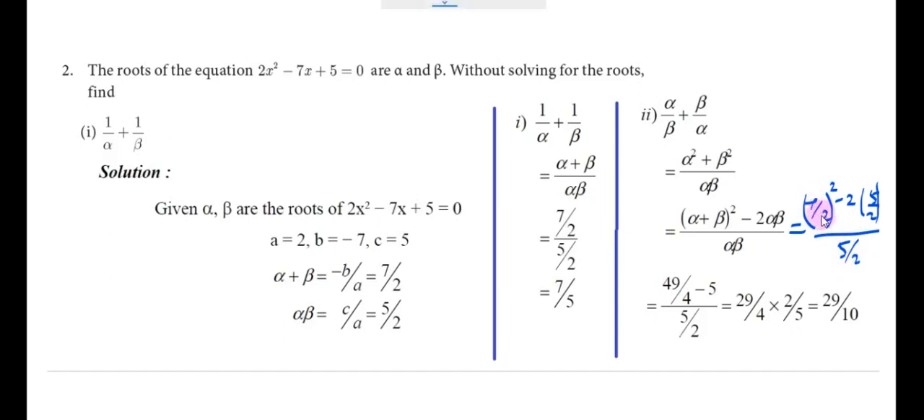Look, 7 by 2 the whole square, so the square is common for both numerator and denominator, so 7 square 49 and 2 square 4. Now look here, 2 cancel, so minus 5, whole divided by 5 by 2. Okay, now let us make an LCM here, so this will be 49. Now I write only the numerator because the denominator is very easy. Now I write only the numerator, 49 minus 20 by 4. So 49 minus 20, it is 29 by 4.